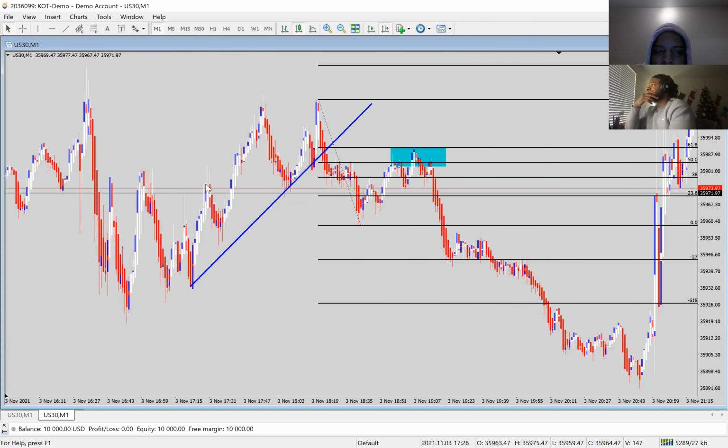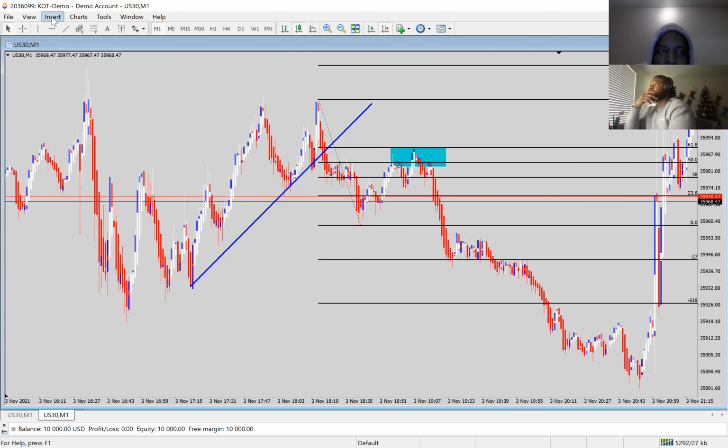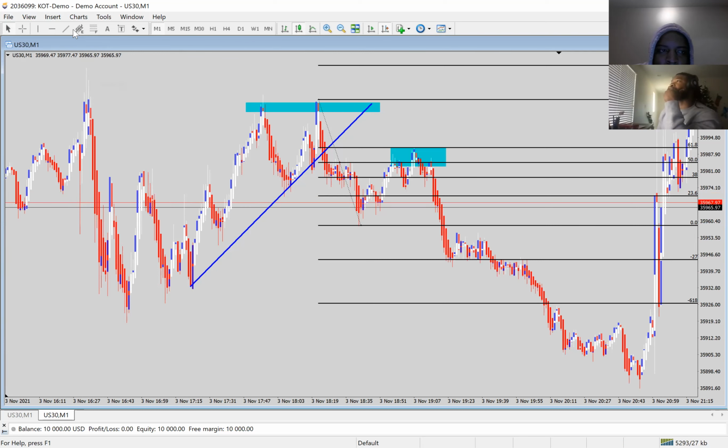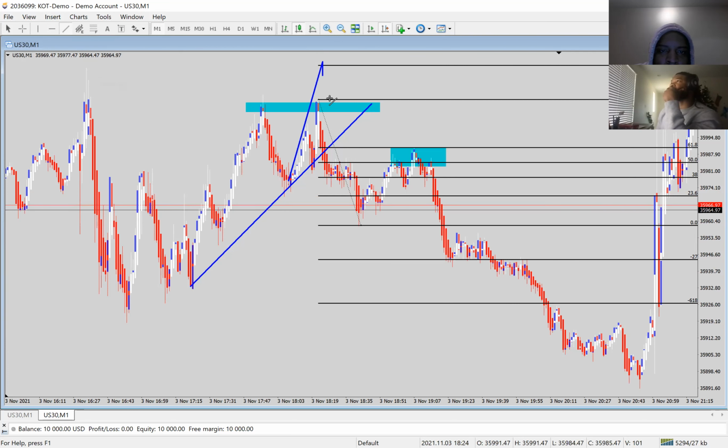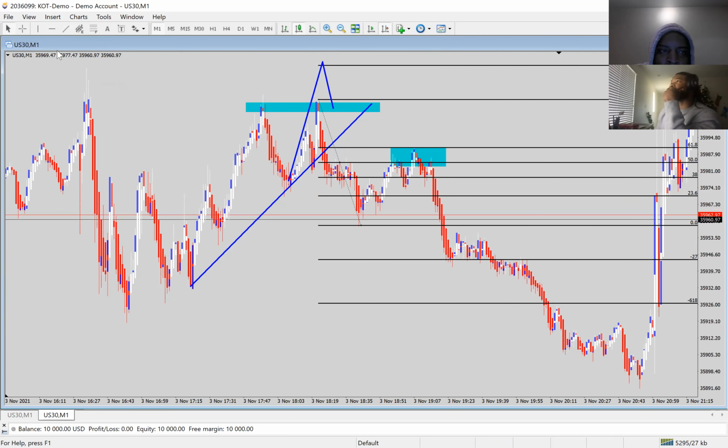I seen uptrend, higher high, higher low, higher high, higher low, higher. Oh, it's not even a higher high. This is my first indicator. And then yeah, if it wanted to continue to be an uptrend, it would have broke through the higher high, come back and retested, right? Because if it's an uptrend, it would have come back, retested this higher high, and it would have took off. But what do we do?